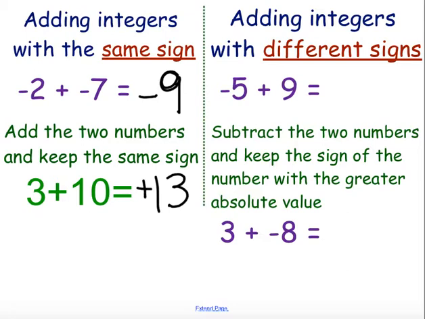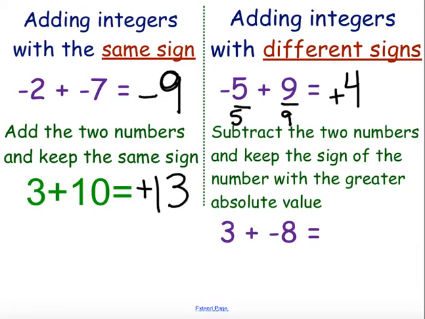But oftentimes we don't have the same sign, so we need to deal with ones that have different signs. And our little key here is, if we subtract the two numbers and keep the sign of the number with that greater absolute value, we can use this as well. So let's try it with negative 5 plus 9. We can take 9 and subtract 5, so we get 4. And then we need to look at which one has a bigger absolute value. Well, the absolute value of negative 5 is 5. The absolute value of 9 is 9. So 9 has the bigger absolute value, so we keep a positive sign with our 4.